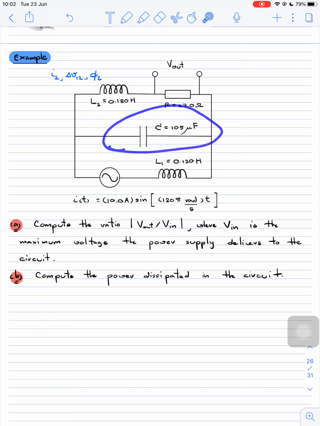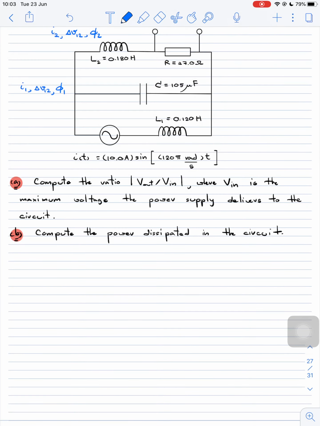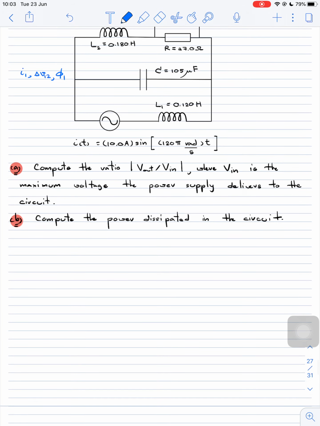Now for the first branch, let's say the current is I1 and the potential difference across this branch is delta V12, the same as this. And the phase is phi1. So let's define these variables ourselves here. Now let's consider the second branch.